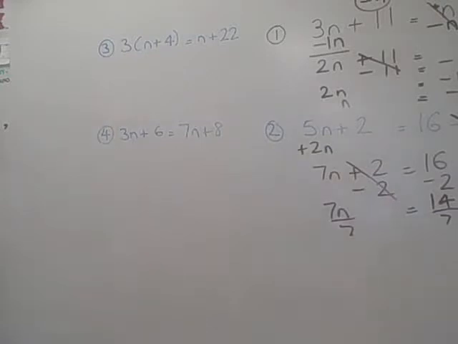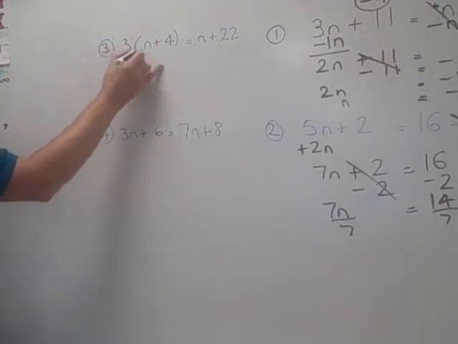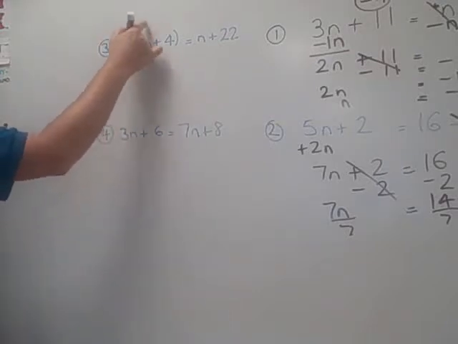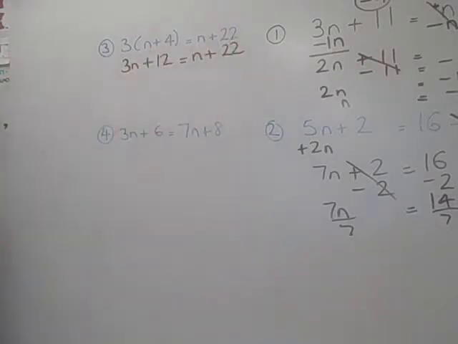Now, our third and fourth questions in this quiz. A couple of extra problems with this one, because I have parentheses here. So I know that I can distribute this. So 3 times n is 3n. 3 times 4 is 12. And then now it looks like all the other questions.